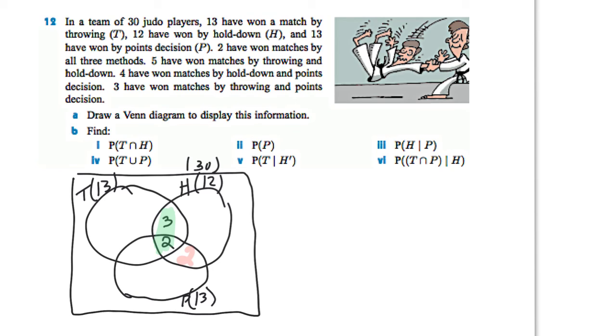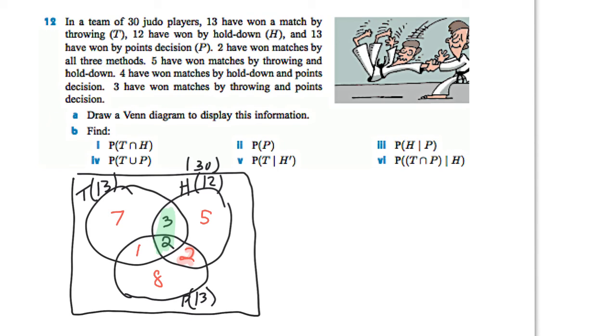Let's make that 2 with a pen. 3 have won by throwing and points. So that puts a 1 there. Okay, and then let's fill in the remaining regions. If T has 13, I'm counting 6 so far. That puts 7 there. If the H region's supposed to have 12, I have 7 so far. That's 5 there. If the P region's supposed to have 13, I have 5 so far, so that's 8.